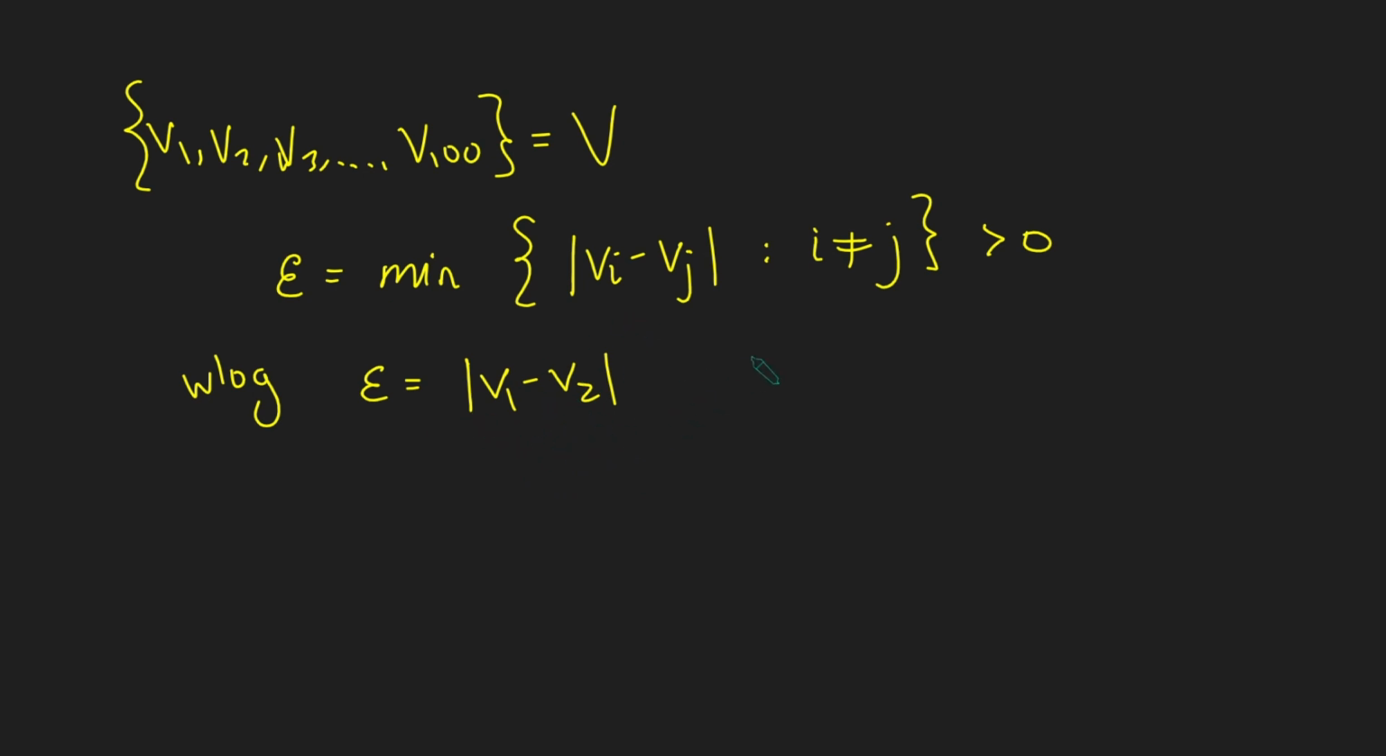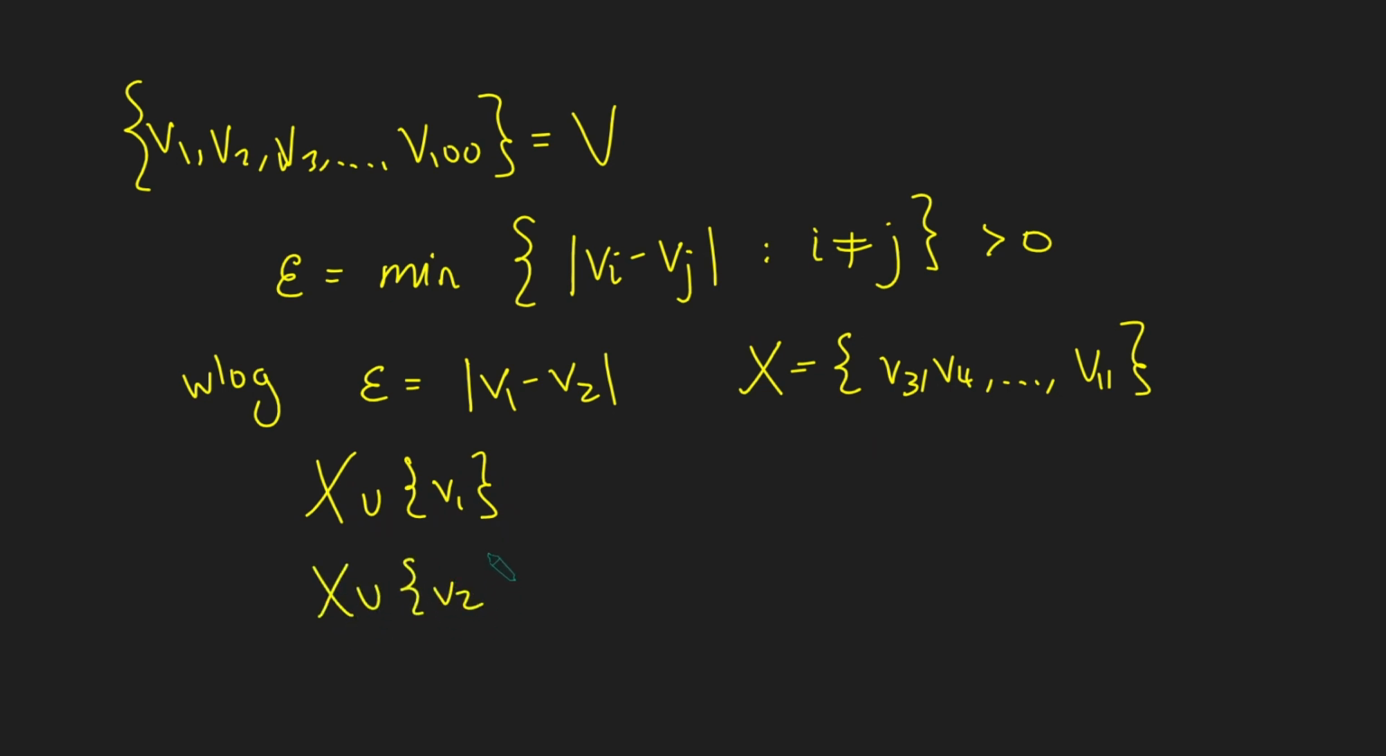Okay, next what I'm going to do is take 9 other vectors, and they can be whichever vectors I want as long as it's not v1 and v2, so I'm just going to take the next 9 vectors. I'm going to call that set X, and X is the set v3, v4, all the way up to v11, which would be 9 vectors there. And what I'm going to do is consider X with v1 and also X with v2.